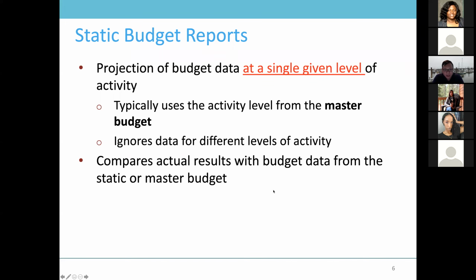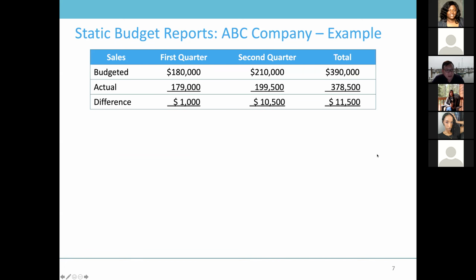When you compare the actual result, you compare it with the budget data from the master budget. So you have an actual result, and you compare it with the data from the master budget. Okay, what does that mean? So here is one example.